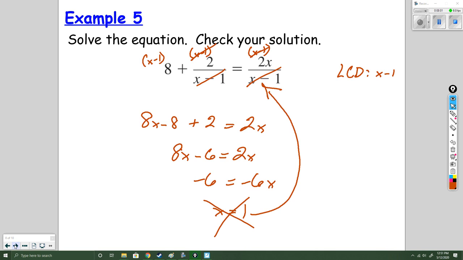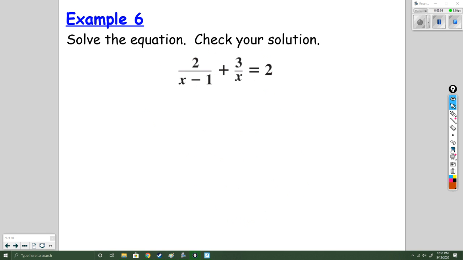All right, moving on. In example 6, let's find that LCD. On the right side here, we don't have any denominator. Well, we do have a denominator. It's implied that it's 1. So that makes our LCD finding a little bit easier.